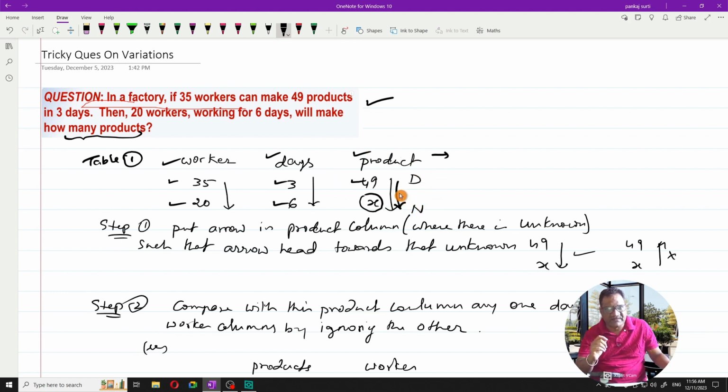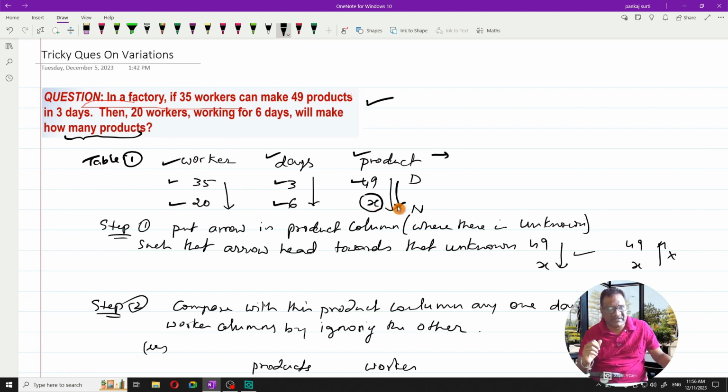After making the table, you have to put the arrow mark in this way, from a number towards the unknown, a downward arrow in this case. Now, this was the original thing that you have to first prepare from the question.